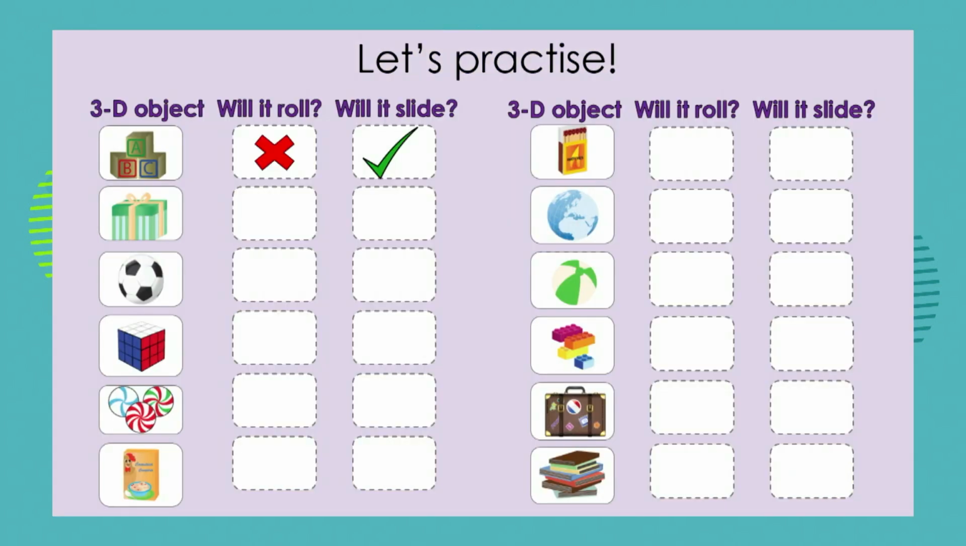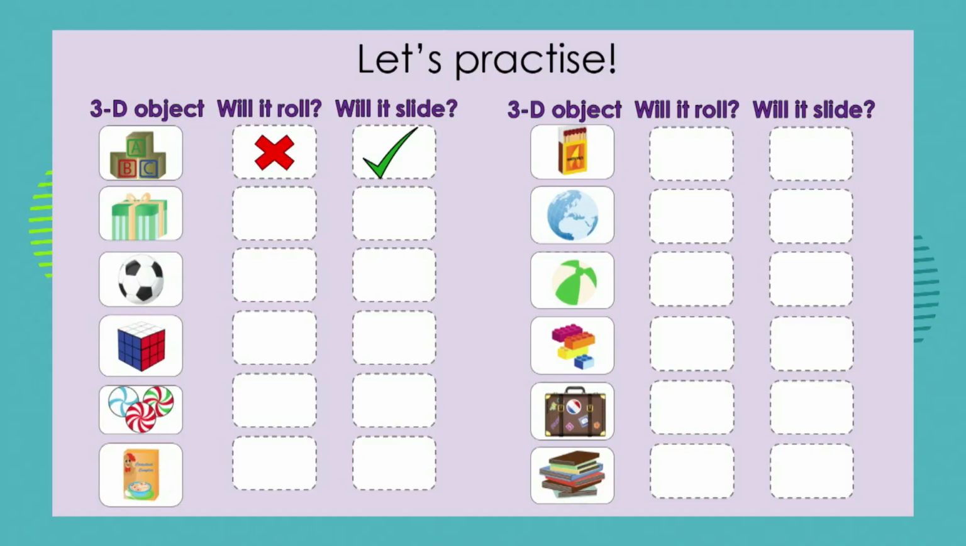Now we are going to practice some more examples together. We will look at each 3D object and we are going to put a tick or a cross to say whether it will roll or slide. Remember, grade ones, to keep in mind that objects that have the shape of a circle and look round and have no sides are going to roll, and objects that have sides and have the shape of maybe a square or rectangle are going to slide.